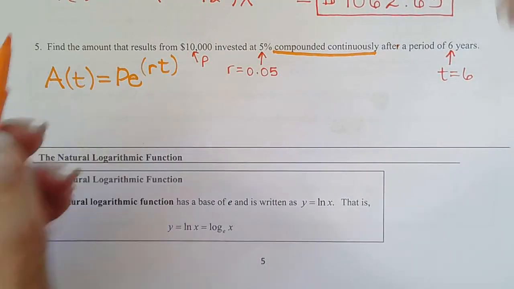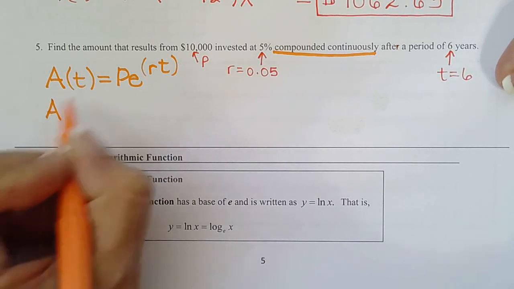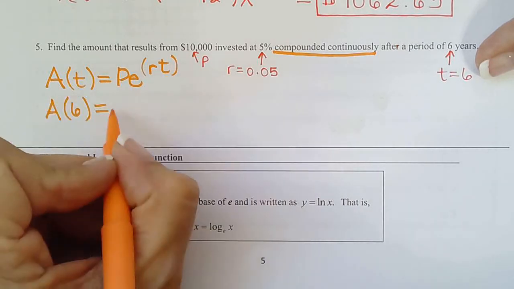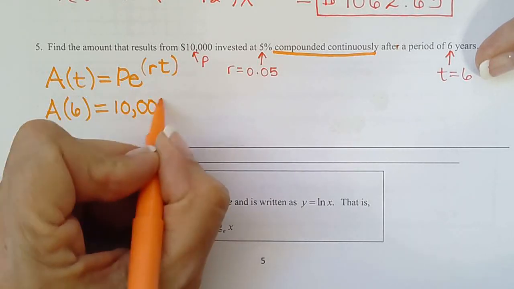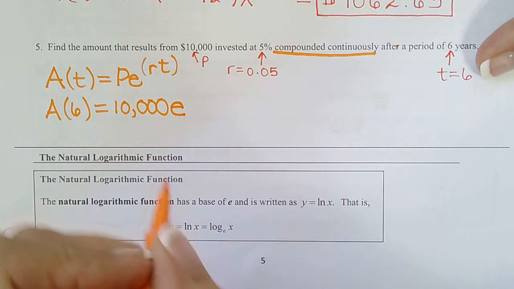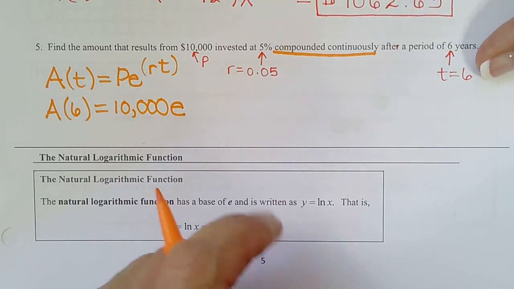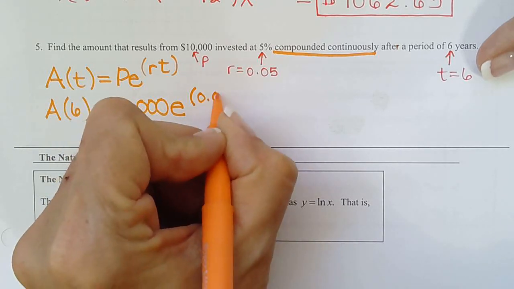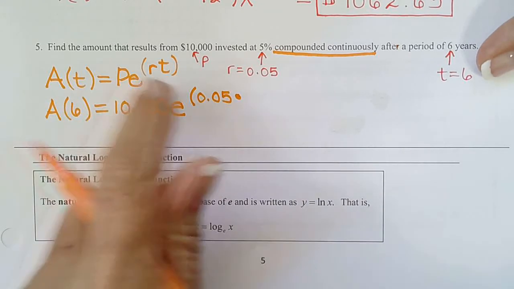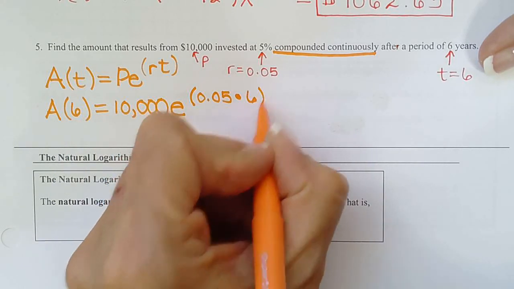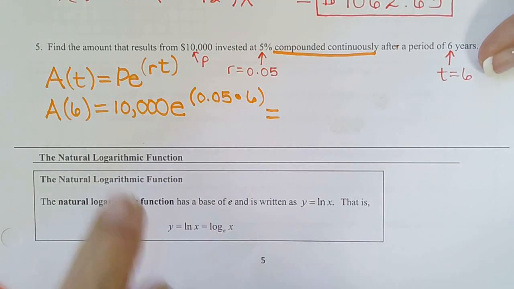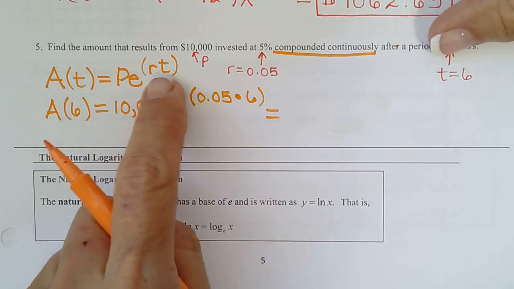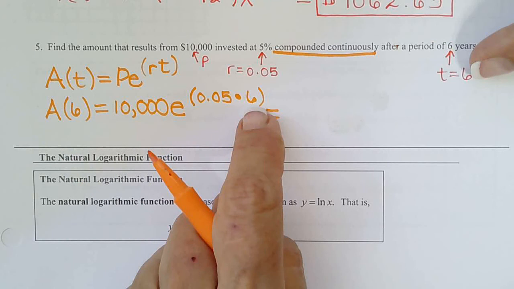So let's write the new problem. So the amount after t years, after 6 years, is principal, 10,000, e, remember, is a constant. You can't replace it with anything. It has its own value. To the r, 0.05 times t, which is 6. So 10,000 e, and then the exponent's going to be r times t, 0.05 times 6.